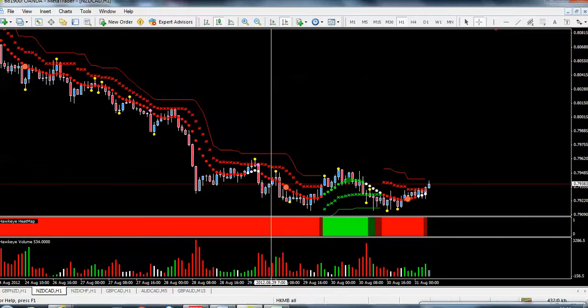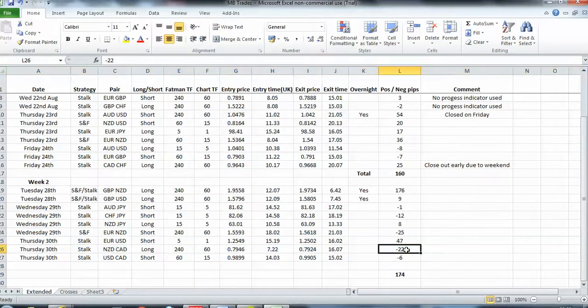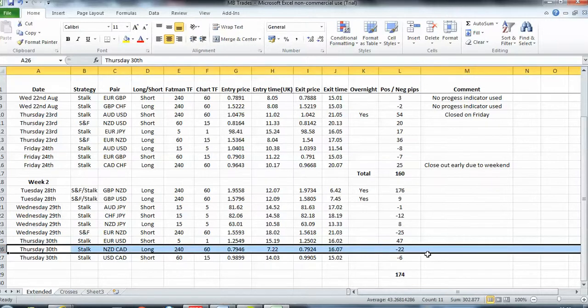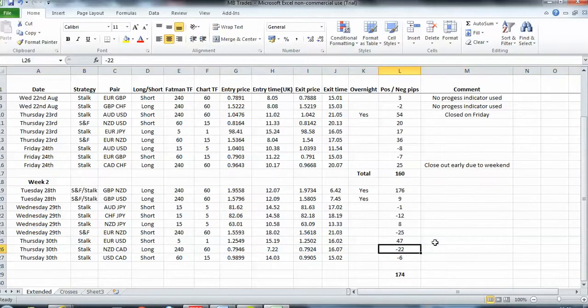Alright, and that's why we ended up with a 22 pip loss on a 1-hour chart, which is the sort of level you can expect on a 1-hour chart, around about a 20 pip loss when you do lose.